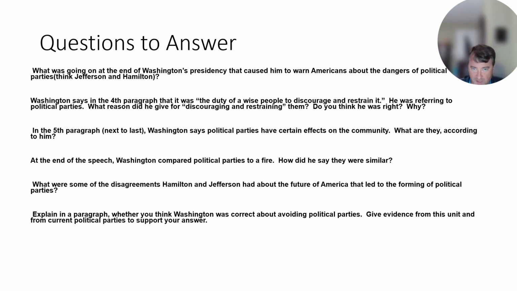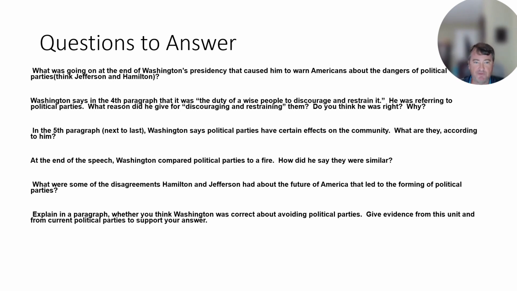What was going on at the end of Washington's presidency that caused him to warn Americans about the dangers of political parties? Think Jefferson and Hamilton. I sort of already have given you that one, but give me details there. Second, Washington says in the 4th paragraph that it was the duty of a wise people to discourage and restrain it. He was referring to political parties. What reason did he give for discouraging and restraining them? Do you think he was right? Why or why not? It would be your opinion, but you have to give evidence to back your opinion. You have to explain your opinion, not just say, I agree or disagree. Why do you agree or disagree?